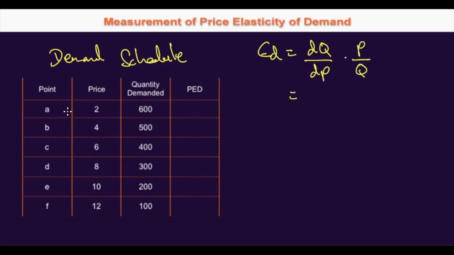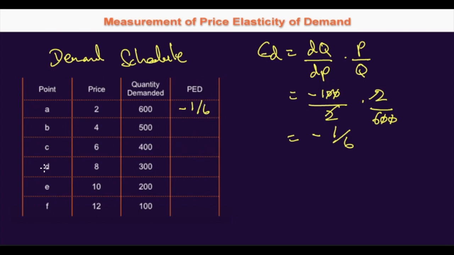So if you take point A, the quantity is decreasing from 600 to 500. So Q2 minus Q1, that is 500 minus 600, would give us minus 100, and dP is 4 minus 2, which is 2. The specific price for point A is 2, and the specific quantity demanded for point A is 600. If you solve this, it would be minus 1 over 6.